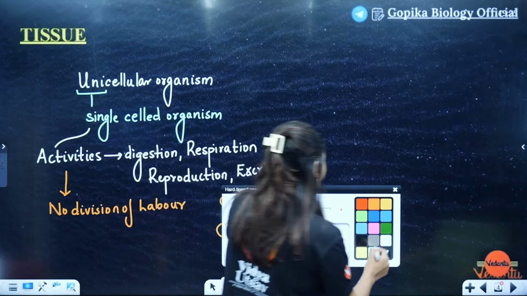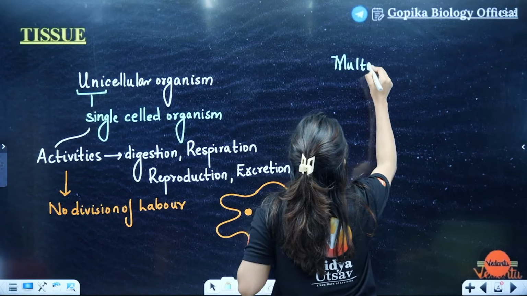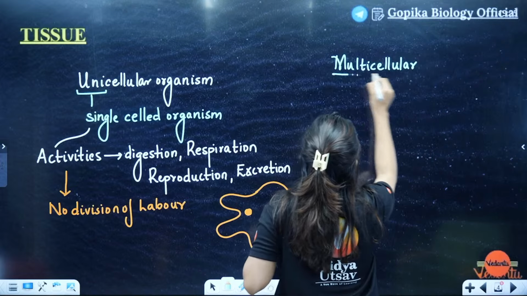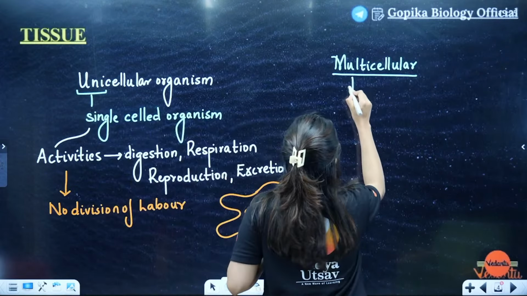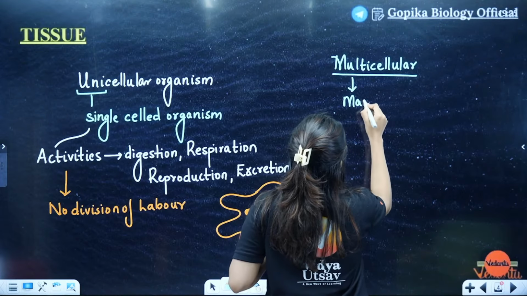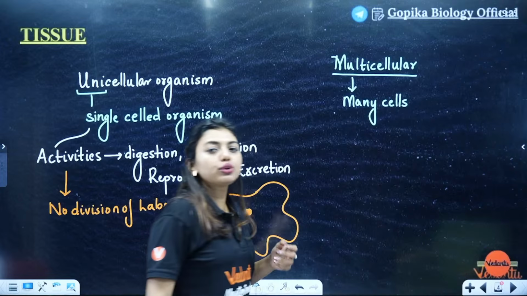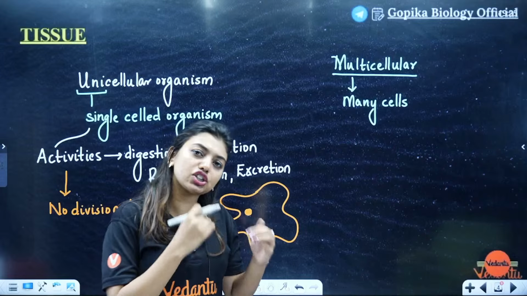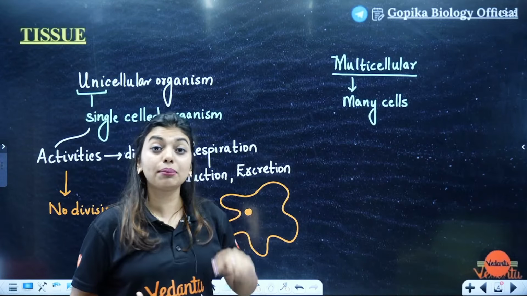Now let's talk about multicellular. Why is this important? Because when we talk about tissues, we should start with the multicellular organism. This is how your NCERT also starts. Multicellular. Multi means what? Many. Cellular means cells. So many cells are going to help in doing these functions, be it physical interaction or chemical interaction. All the functions are going to be taken care of by many cells. So multicellular means many cells.